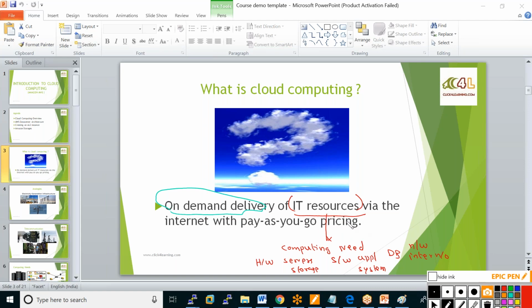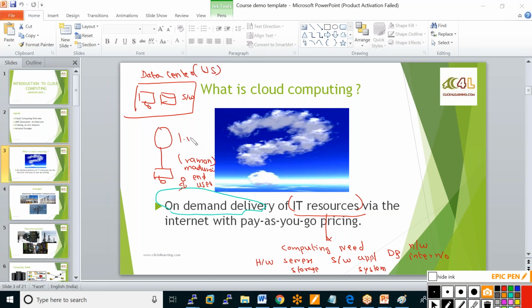Where will the resources be? Those resources will be located in a location called data centers. In the data center, we have servers, storages, and all the software. How can I get them from my side? This is the end user. Let me assume this is Raman sitting in front of a computer in Madurai. The resources that I need are in a data center in the United States of America. So using the internet, I can make a connection to the data center and make use of the resources according to my requirement.